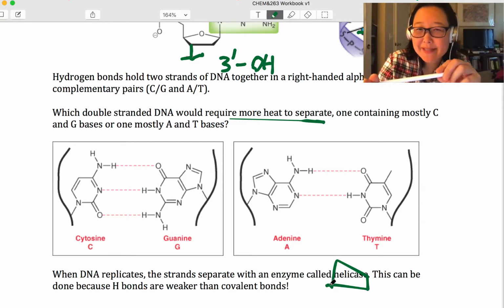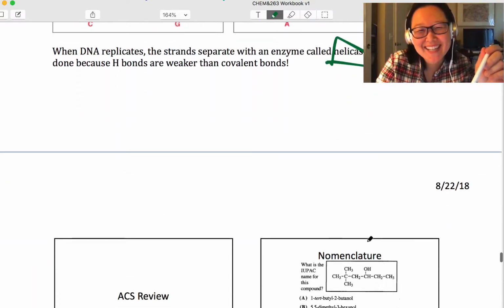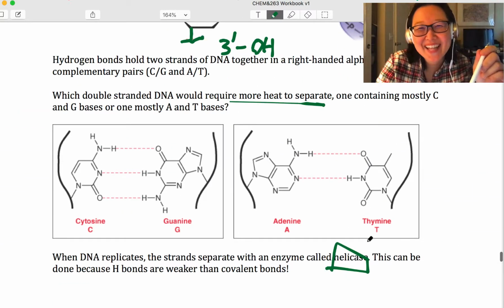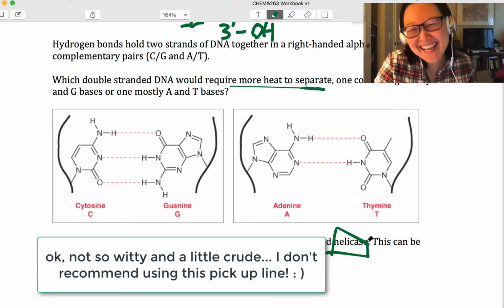And it's also the basis for a really bad pickup line. And that is, if you see someone that you like and you want to be really witty and nerdy, you can say, well, I wish I was helicase so I could unzip your jeans. And actually, that was a joke that my colleague Sue Nightingale told me once. So anyway, it's sort of embarrassing to say, but I don't recommend you use that line at all.